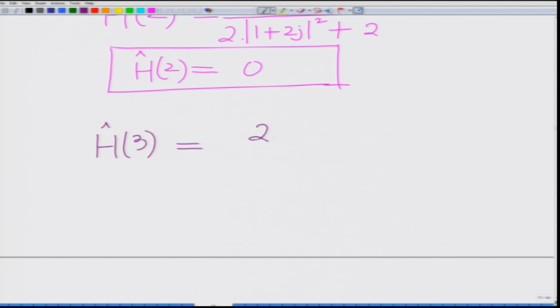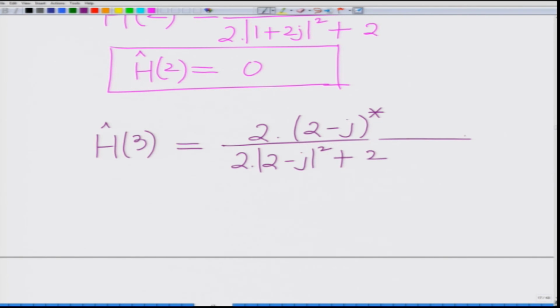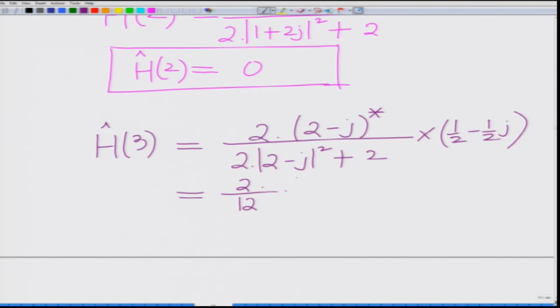H hat of 3 is the conjugate of x 3 times sigma h square, divided by twice the magnitude of 2 minus j whole square plus 2, times y of 3, that is half minus half j. The magnitude of 2 minus j square is 5, so 2 into 5 is 10, plus 2, that is 12, times 2 plus j into half into 1 minus j.